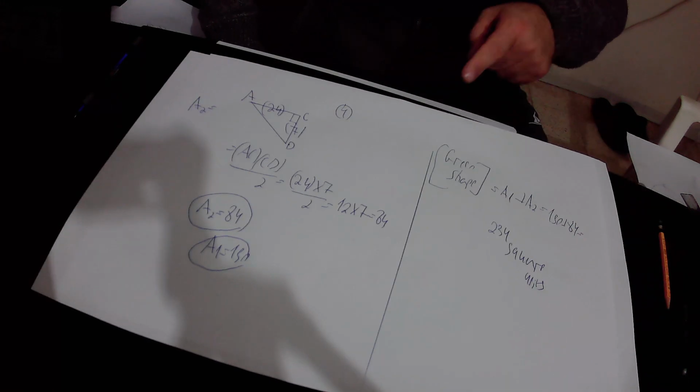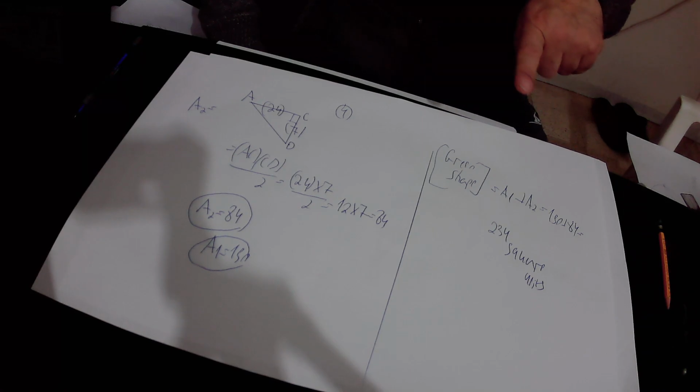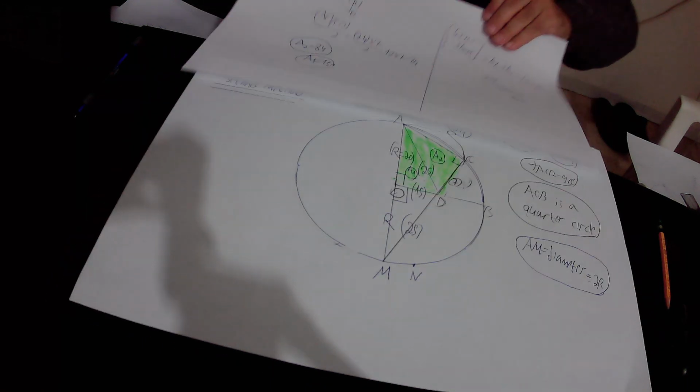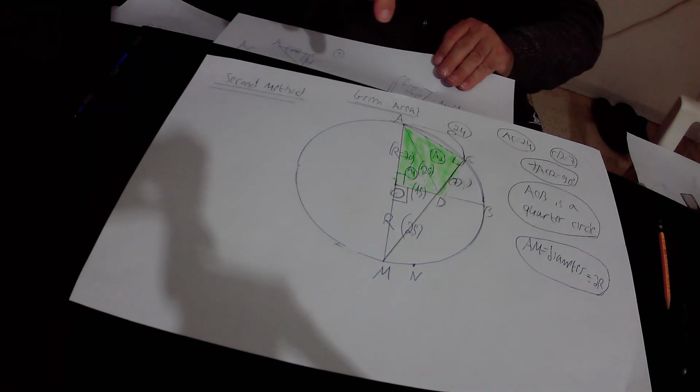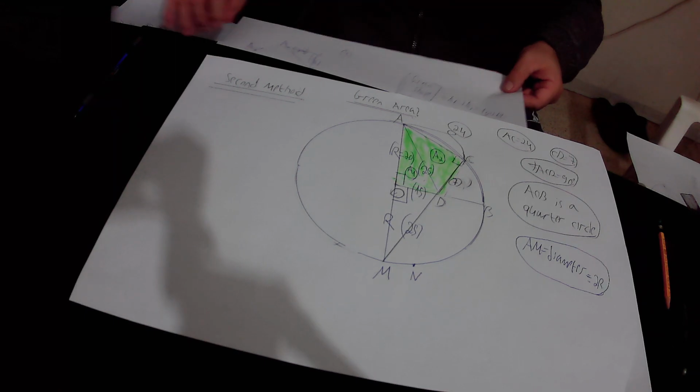Again, the total area of the green shape equals A1 plus A2. A1 is 150, A2 is 84. 150 plus 84 equals 234 square units. In conclusion, we found that the area of this green shape, according to the second method also, equals 234 square units. Okay? Thank you very much.